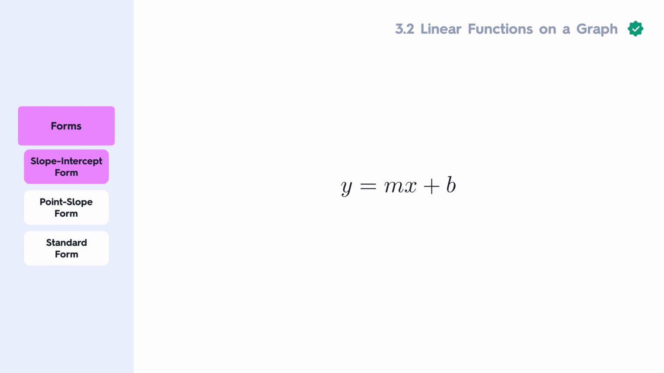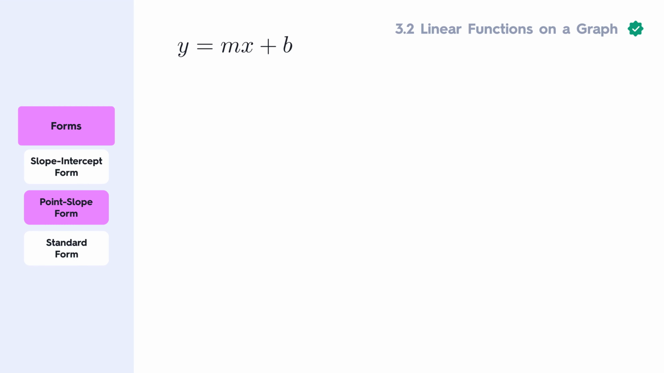The slope-intercept form is one of the most important forms of a linear equation. Here, m represents the slope, and b is the y-intercept, which is where the line crosses the y-axis. The point-slope form is useful when you know the slope of a line and a point on the line, but not the y-intercept.